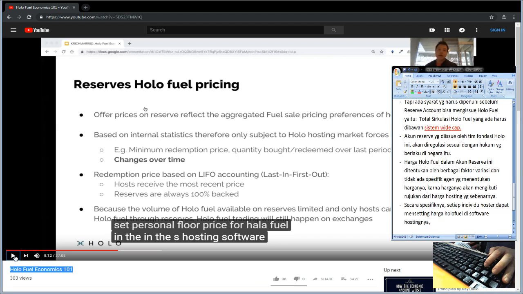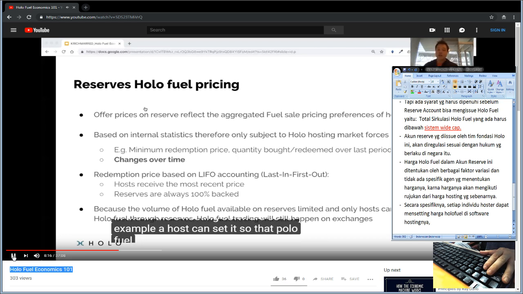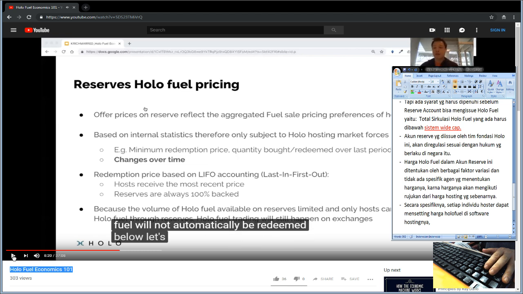Okay. So for example, a host can set it so that Holo Fuel will not automatically be redeemed below, let's say.